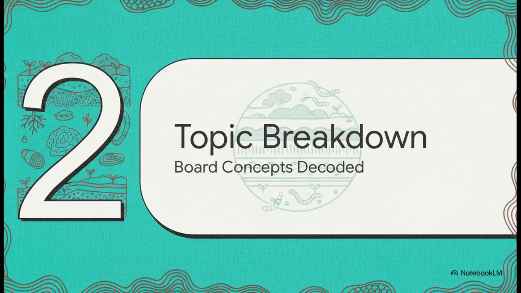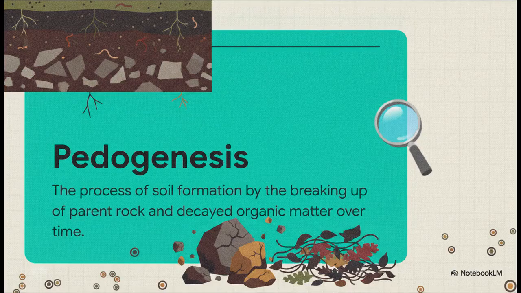Moving right along to Section 2, exhaustive topic breakdown. Okay, we're systematically dismantling these core topics, starting with how soil is actually born. Now, the absolute crucial point here is pedogenesis. That's the scientific term for soil formation. And a quick fun fact for you, it can actually take up to 1,000 years just to form a single inch of this topsoil. Crazy, right?